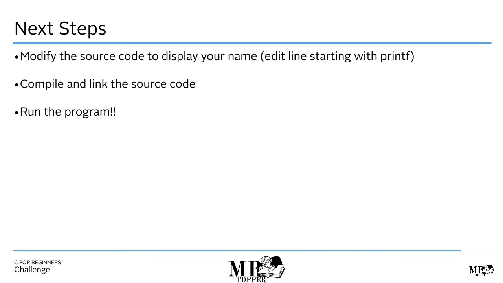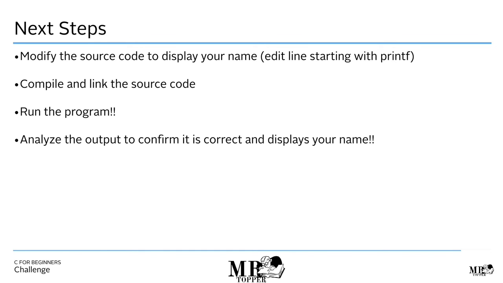You want to execute it. And again, this is just another menu option in the IDE in CodeBlocks. Once you run the program, it's going to actually display a new console. It's going to display the DOS prompt, that little black window. And you need to analyze the output to confirm that it's correct. If it doesn't display your name, then you're going to have to repeat this process. You're going to have to go and edit the source code, recompile, which will link, and then run.